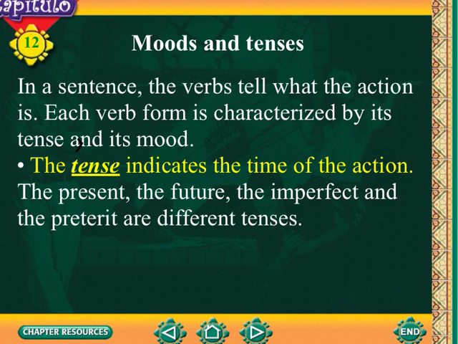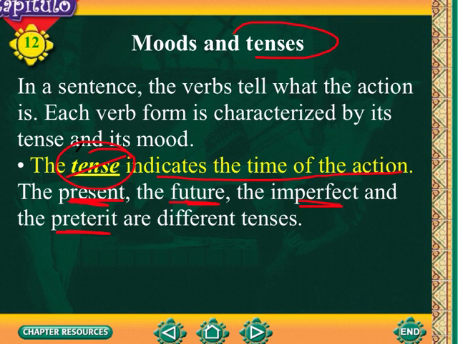The reason why I bring this up is because we need to make sure we understand what a tense is. A tense indicates the time of the action. So we learned the present, we learned the imperfect, we learned the preterite, we also learned how to talk about the future. One day we'll actually see the future tense. So these are tenses. Now we're going to talk about moods.